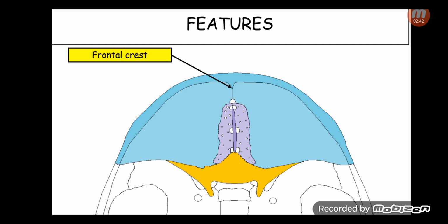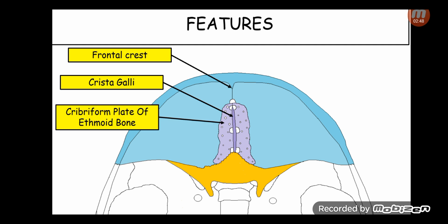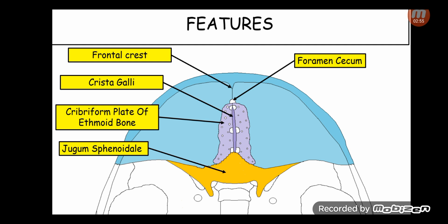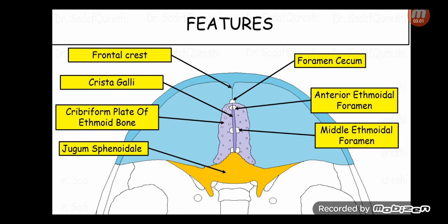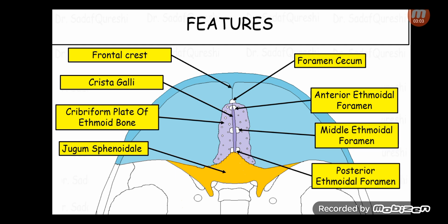The anterior cranial fossa important features are frontal crest, then we have crista galli, then we have cribriform plate of ethmoid bone, then we have jugum sphenoidale, then we have foramen cecum, then we have anterior ethmoidal foramen, middle ethmoidal foramen, and posterior ethmoidal foramen. For detail of all these structures, you can see our video that is exclusively on anterior cranial fossa.